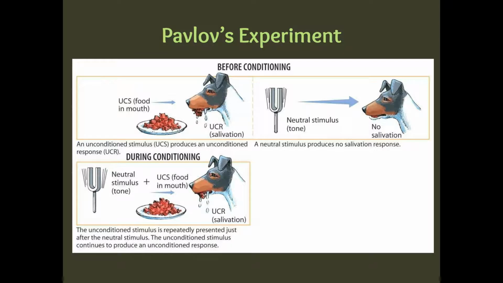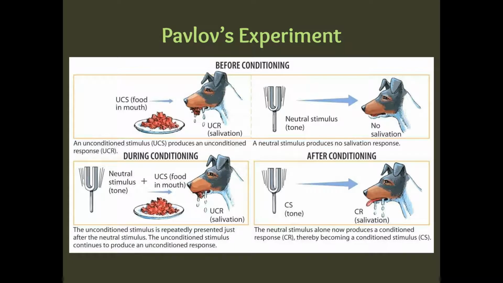So while this dog is having the unconditioned stimulus in front of them and having their unconditioned response of salivating, we ring the bell. And this is repeatedly presented just after the neutral stimulus. So the bell rings, dog gets food, dog salivates. Bell rings, dog gets food, dog salivates. You do this a lot. And eventually, bell rings, food doesn't show up, dog still salivates. We have demonstrated now that this dog has learned to associate this bell with food. They hear the bell, and the dog thinks, okay, food's coming.